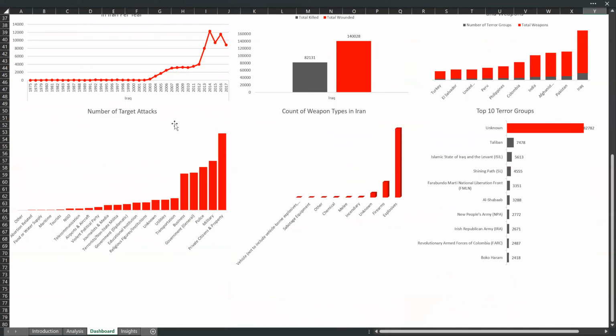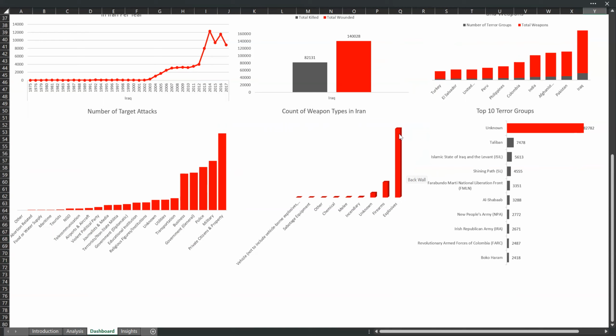The next chart talks about the number of target attacks on a global scale. We can see that private citizens and property rank high. Military, police, government, business, and transportation, including utilities, also rank high in target attacks by these terror groups. Private citizens and property rank highest, while maritime, food or water supply, abortion-related, or other forms of attack rank least in the number of target attacks.